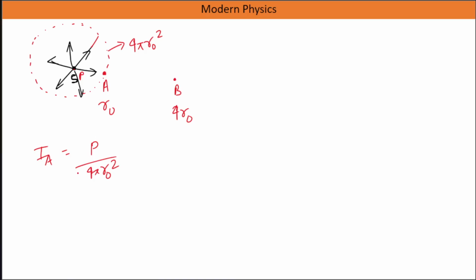This is energy falling per second per unit area. And for B, it will be equal to 1 by 16 times P by 4 pi r naught squared. It will be something like this.